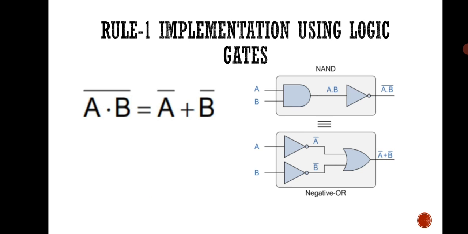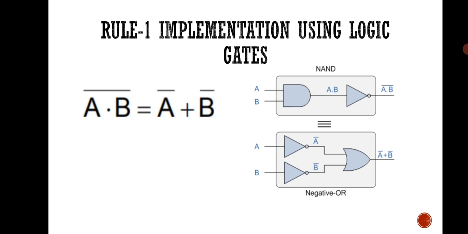This is the rule 1 implementation using logic gates. As we generally know, a dot b means an AND gate operation. So (a dot b) whole bar means the reverse operation of the AND gate, which is done by the NAND gate. It is represented here in the rightmost part. We can see a dot b, an AND gate, which is fed to an inverter to get the NAND gate output, (a dot b) whole bar. The three lines here indicate that the two are equivalent, meaning they are the same.